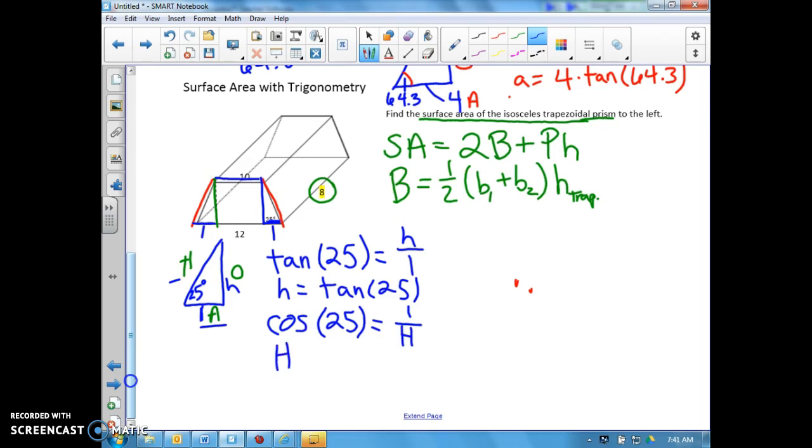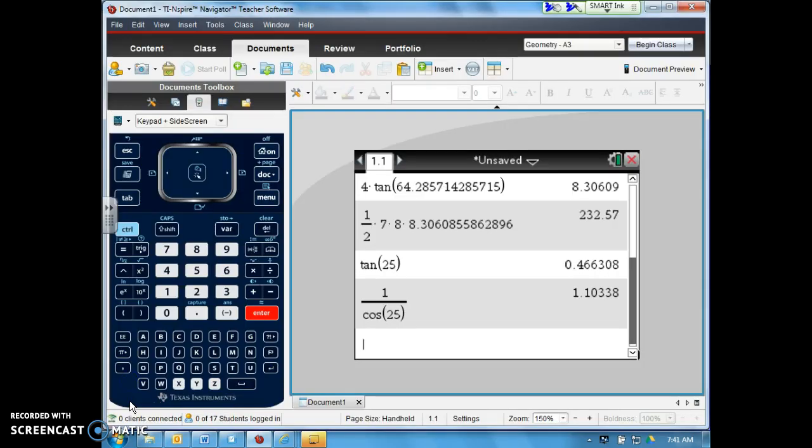Cross multiply, we get H times cosine of 25 equals 1. Divide, I get H equals 1 over cosine of 25. Again, we're now going to plug these into our calculator. When I plug in my numbers into my calculator, I get that the tangent of 25 is 0.466308, and the cosine is 1.10338.